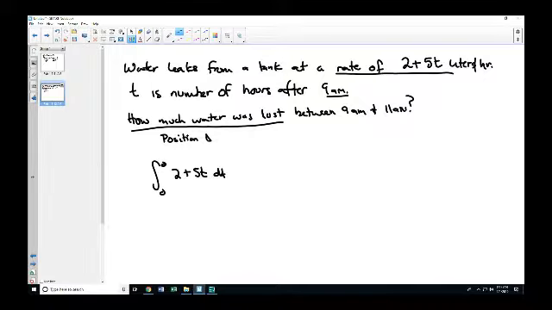I don't know. Antiderivative of 2. That's 2t. 2t, okay. Good. Plus 5t squared over 2. Got it. You did know. There you go.